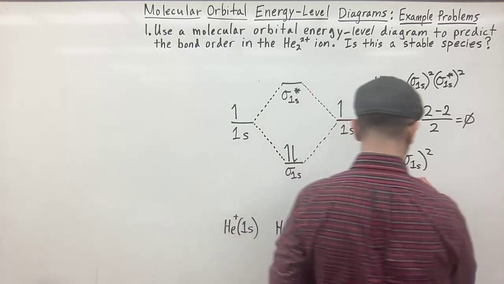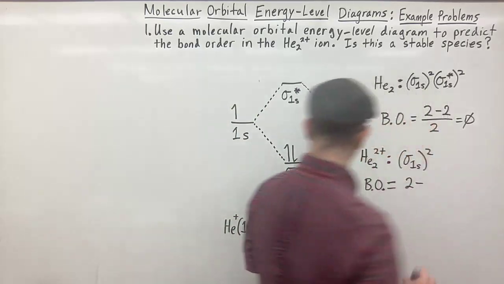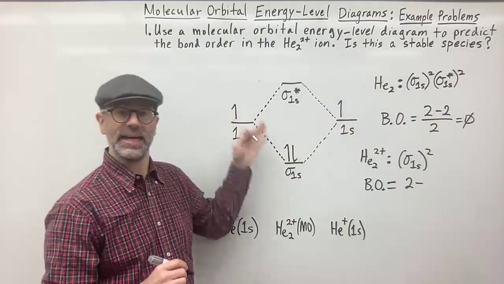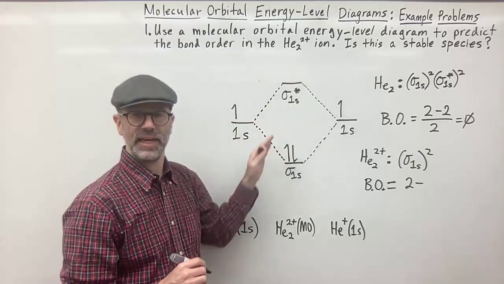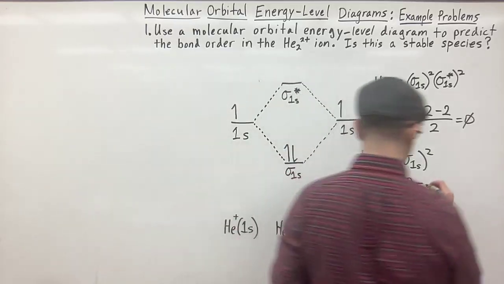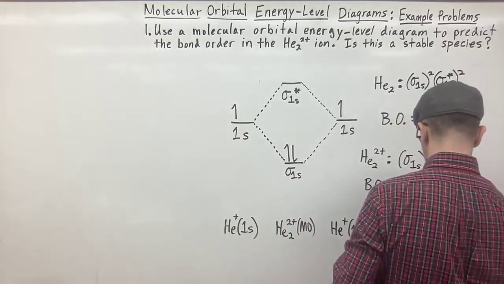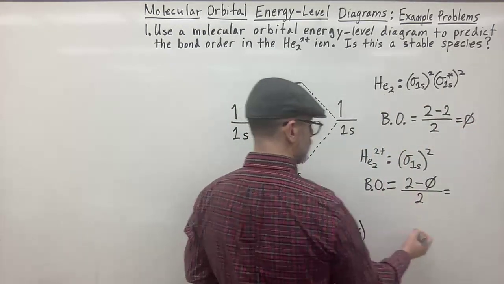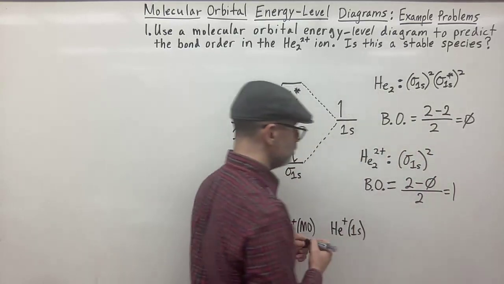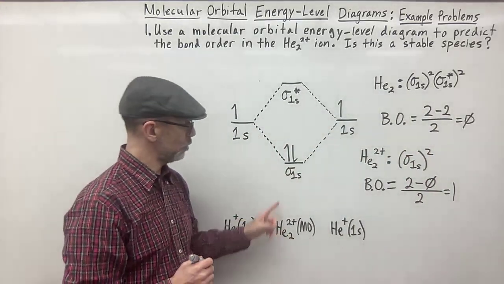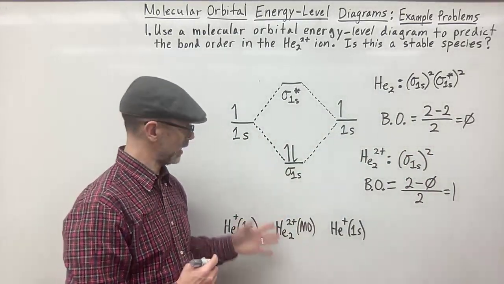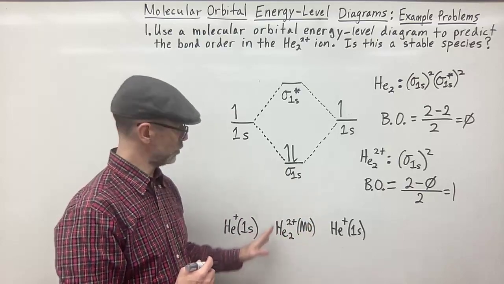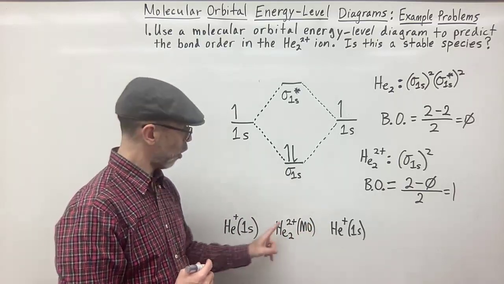So it's going to be bonding electrons, which is 2, minus the anti-bonding electrons, but we don't have any anti-bonding electrons, so that's going to be 0. And we're going to divide that by 2. 2 divided by 2 gives us 1. So we would expect this to have a strong single bond. So this would be a single bond holding this together.